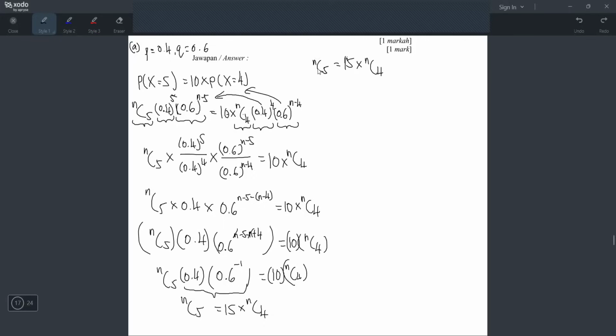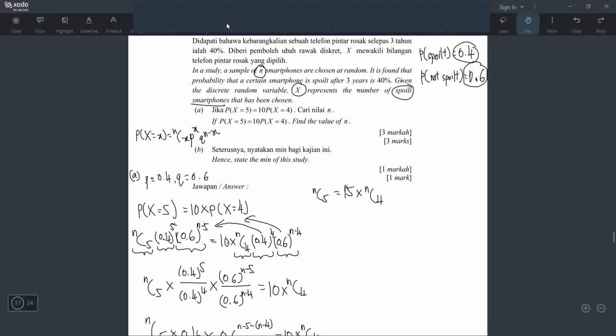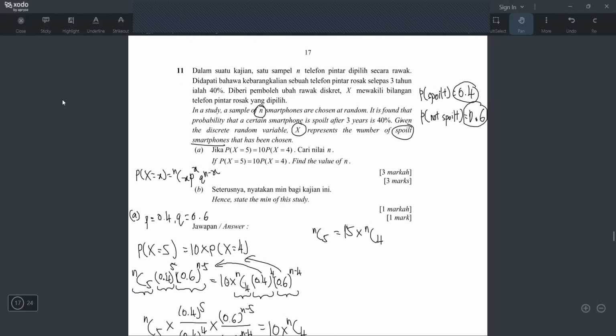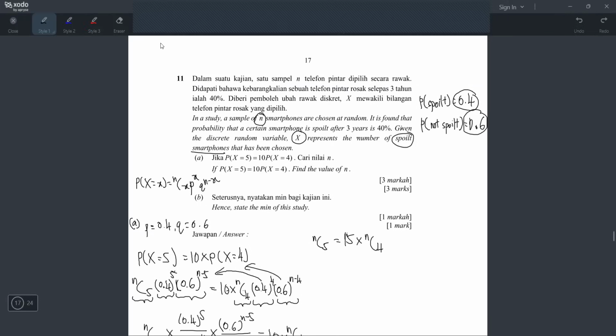But the problem is I don't know the n, right? So now the only way to solve this is by using the combination formula. There are two formulas, one for NPR, one for NCR. I don't know if you remember or not. The NPR formula is n factorial divided by r factorial. Wait, n factorial divided by n minus r factorial. That's the NPR formula. And the NCR formula is n factorial divided by r factorial times n minus r factorial. So this is the formula for NPR, this is the formula for NCR.